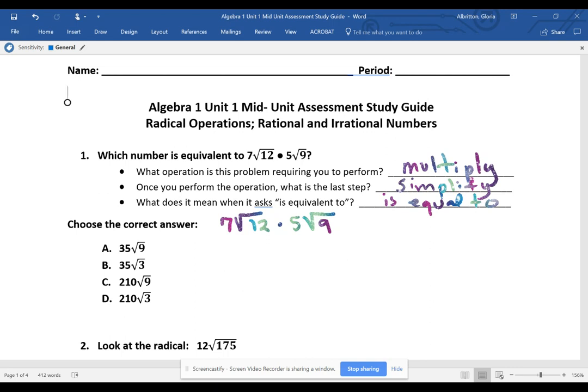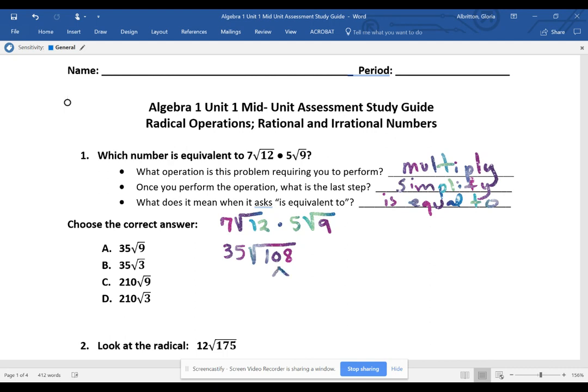If I multiply the coefficients, 7 times 5, I get 35. And if I multiply the square root of 12 times the square root of 9, I get 108. And that's what I was saying. So now you have to simplify 108 without a calculator. But we can do that. We can use a factor tree.